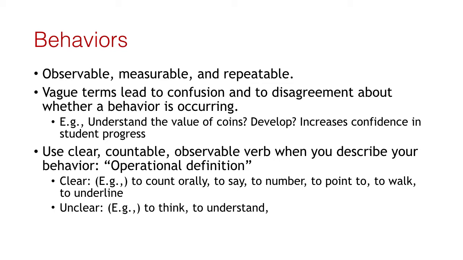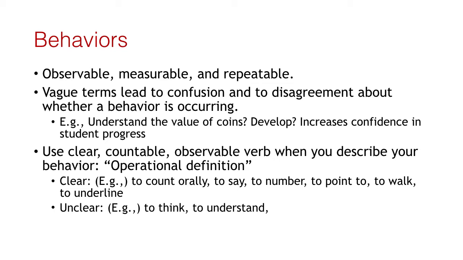So you are going to use clear, countable, observable verbs when you describe your behavior. We call that an operational definition. So examples here: to count, to say, to number, to point to, to walk, to underline. Those are behaviors you can see and you can count, right? So you will be really specific, and then you are going to use clear verbs. Unclear: to think, to understand. Those are examples of unclear verbs.